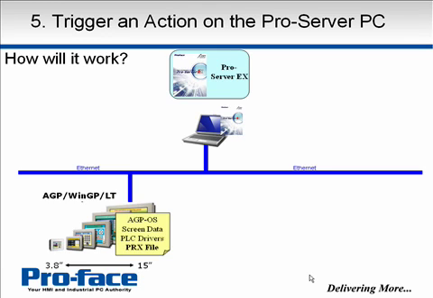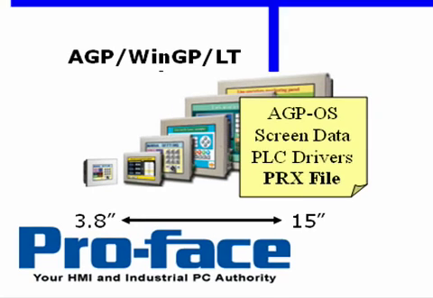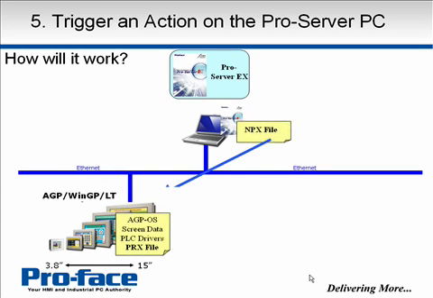Now that we've defined the nodes in the project and the symbols on those nodes, we can demonstrate how to trigger an action on the ProServer PC from a remote AGP, WinGP or LT series HMI. Those HMIs are already programmed with their PRX file, all their screen data, drivers, etc. The next stage is to download the network project file to inform them of their ProServer network project duties.